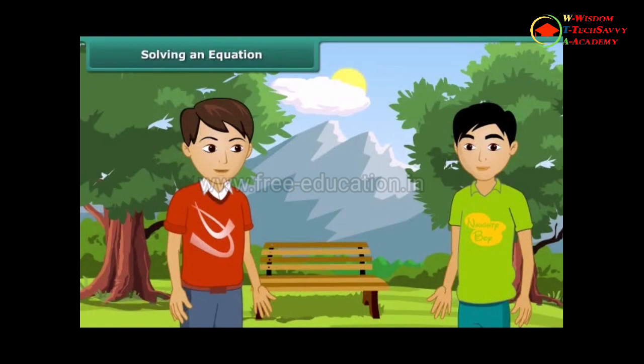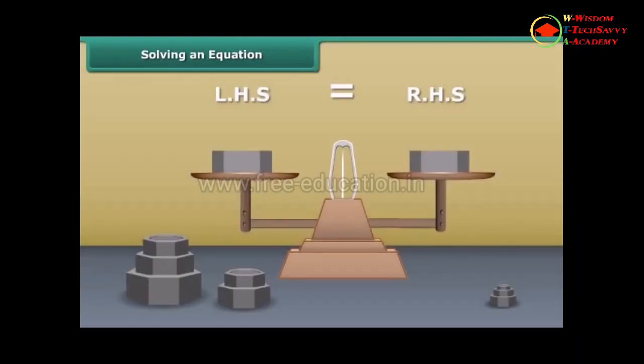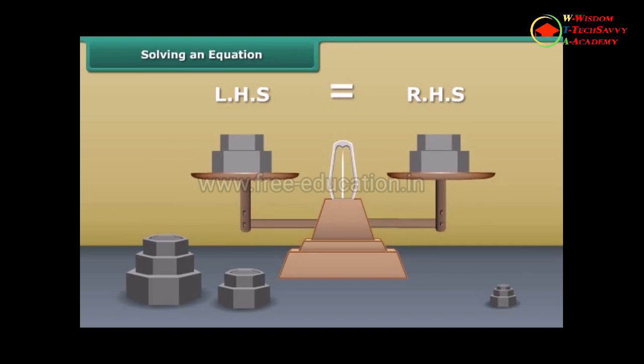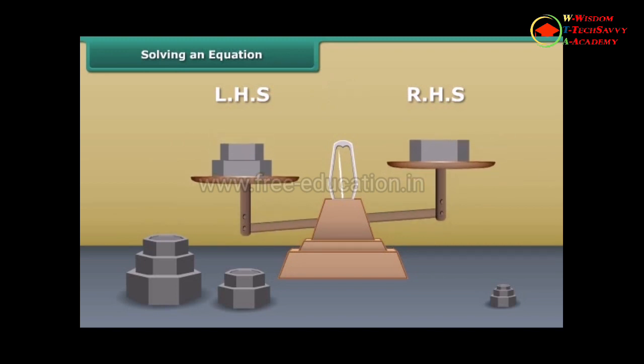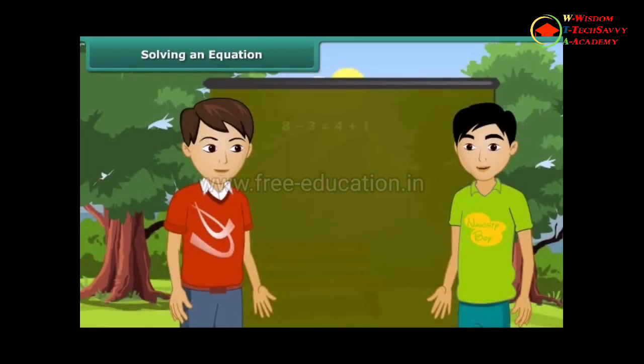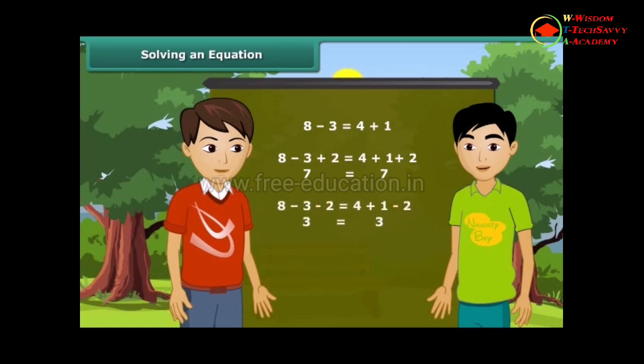How do we solve an equation? A balanced equation is like a weighing balance with equal weights on both its pans. If we add the same weights to both the pans, the arm remains horizontal. Similarly, if we remove the same weights from both the pans, the arm remains horizontal. Same is the case with the equation. If we add same number to both its sides, the equation remains unchanged. And if we subtract the same number from both its sides, the equation remains unchanged. If we multiply or divide by the same number, then also the equation remains unchanged.